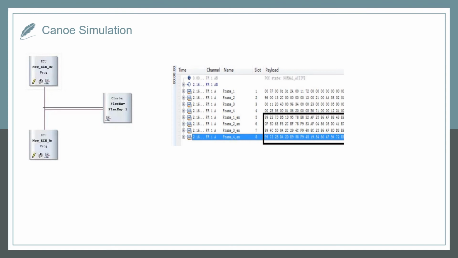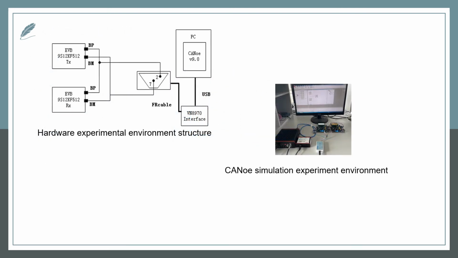In the right figure, we can see the message data, and there is no error. In this paper, 2 FlexRay hardware development boards are used as FlexRay transmitter and receiver nodes, and VN8970 is used as the FlexRay communication interface to realize the communication between CANoe and the 2 FlexRay nodes. The structure of the hardware experiment environment is shown in the figure, and the actual hardware simulation environment is shown in the figure.